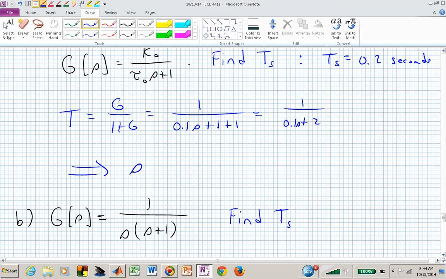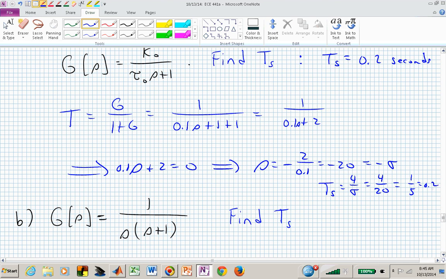And now our pole is moved out further, isn't it? So now we would expect this to be faster than part A. Is that clear? And our settling time now, this is minus sigma, so that T sub s is 4 over sigma. So that's 4 over 20. Is that right? And now this gives us our 1/5, which is 0.2. Is that clear? All right, one more.